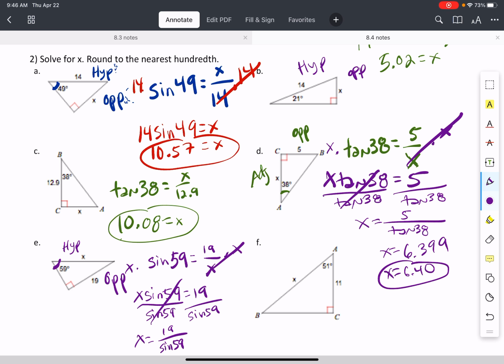And then that's what I'm going to type into my calculator. 19 divided by, so I just press the divide button, the sine of 59, and I get 22.17. Anybody else get the 22.17? Good. Okay, I'll come around and answer questions about that one, but I also want you to try F as well. Okay?